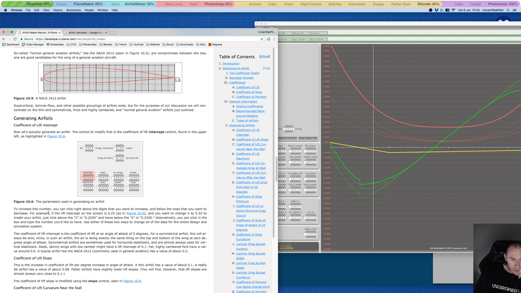To increase this number, you can click right above the digits that you want to increase and below the ones that you want to decrease. For example, the lift intercept. Yeah, I get that, guys. That's not that difficult. Just above 2, twice. Although you can click, I know. The coefficient of lift intercept.